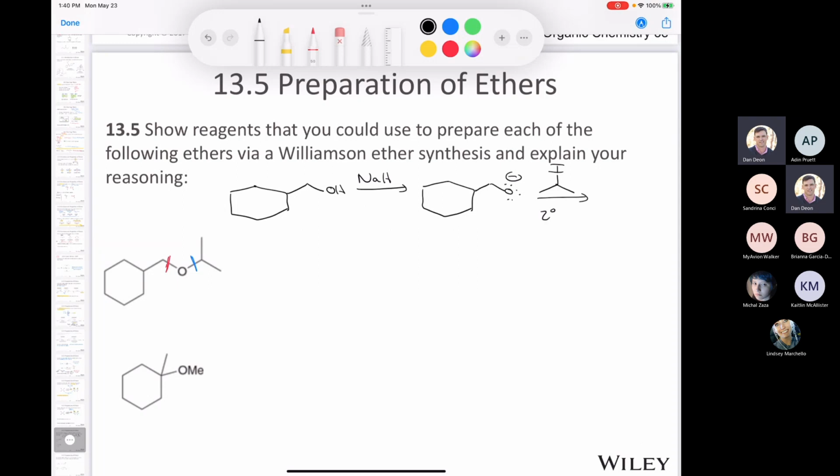This is a secondary alkyl halide. It's mostly going to give you elimination. Okay, so it's mostly going to rip off a proton to give you mostly propylene. That's not very useful, is it?